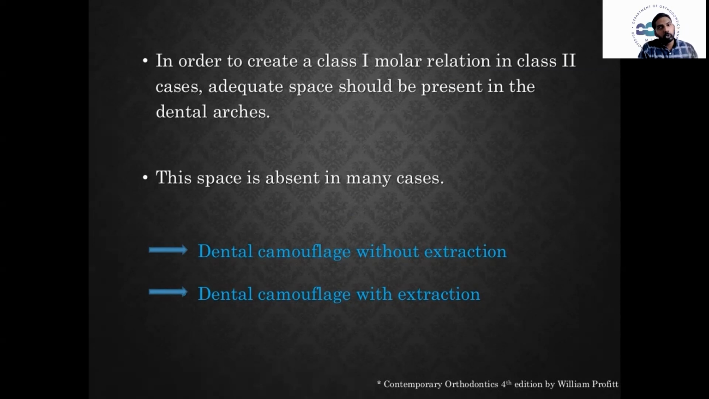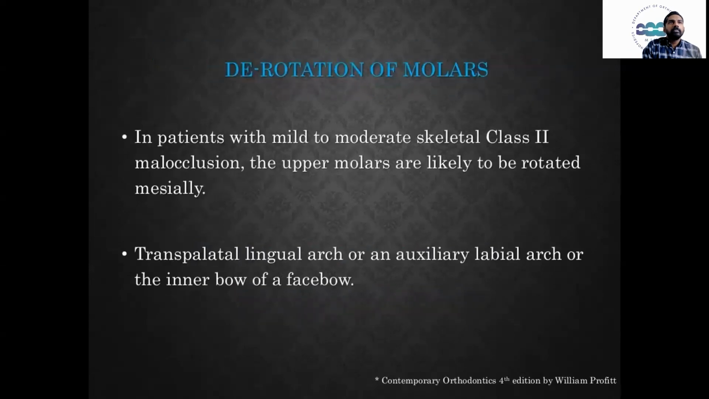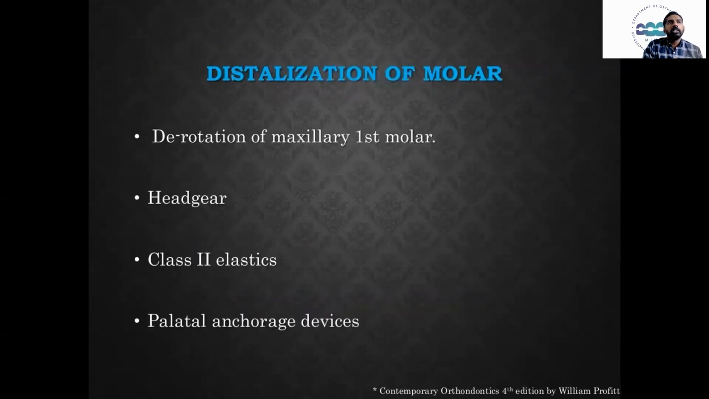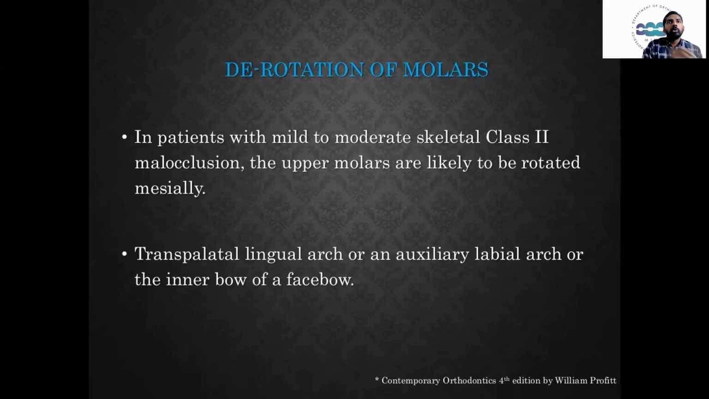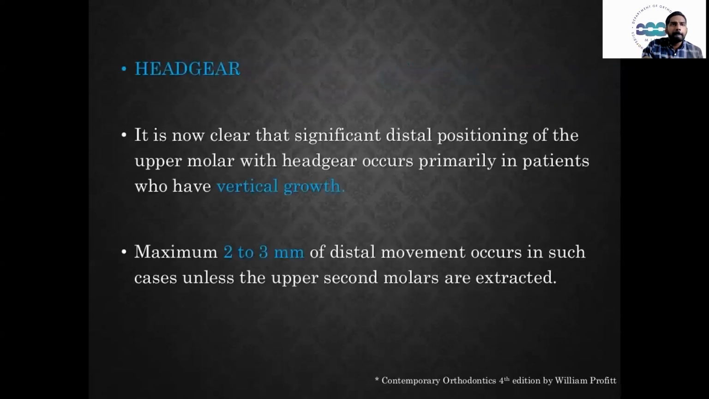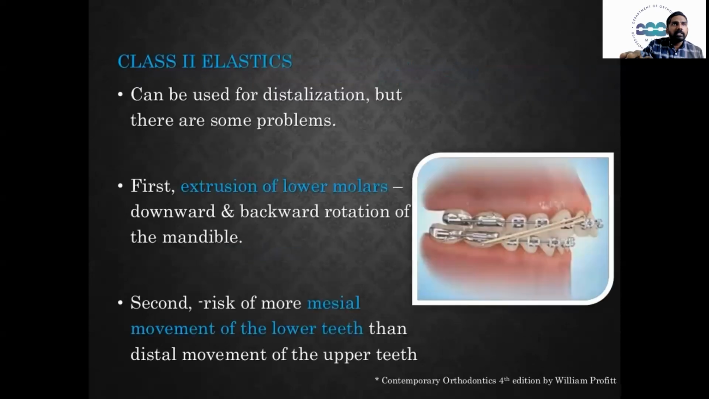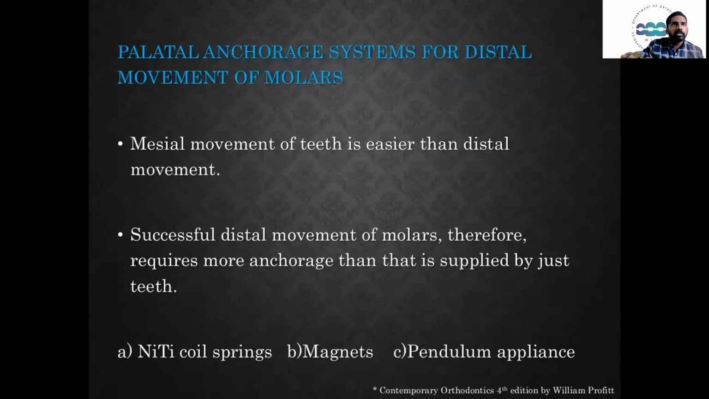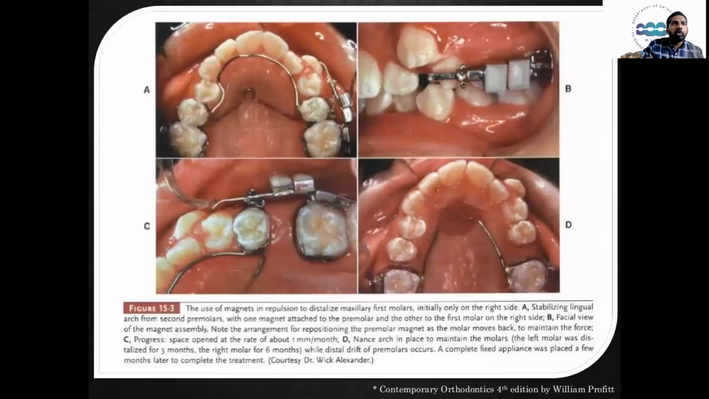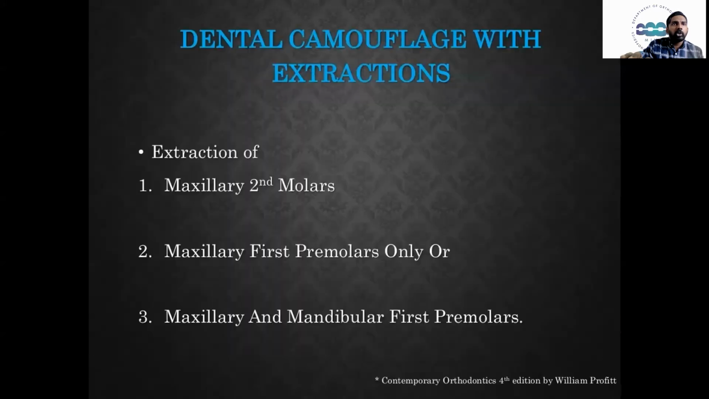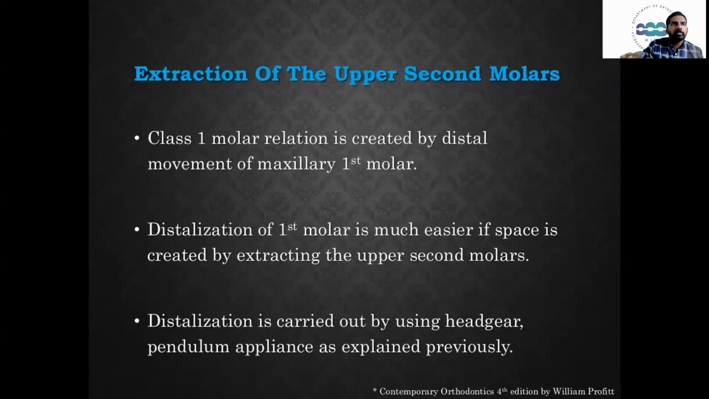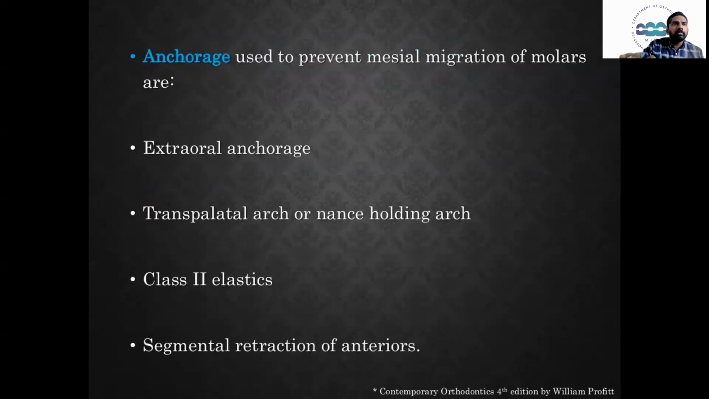It has a dual benefit. First one is reducing the overjet, and the other one is coming back to a class 1 molar relationship. Derotation of the molars can be done by a TPA, transpalatal arch, by activating the TPA, and with headgear using class 2 elastics. These are the different modalities of camouflage treatment: pendulum appliances, the extraction.